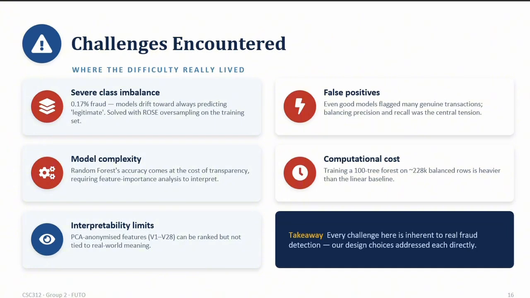One of our major challenges was the class imbalance, which was addressed through oversampling. Another challenge we encountered was finding the right balance between detecting fraud and avoiding false alarms. Also, because many variables were anonymized, we could identify which features were important, but we couldn't explain their real-world meaning.